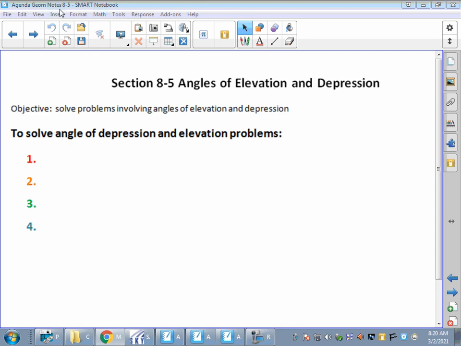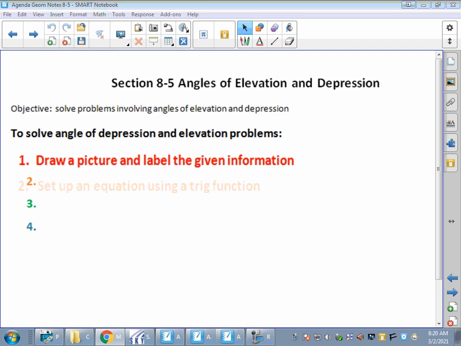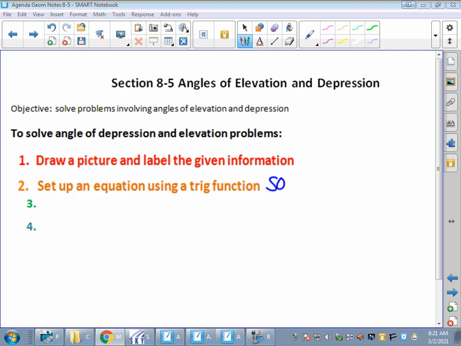So it's word problems for Section 8.4. Just like I said, every time you are given a word problem, your best option is to draw a picture and label it. Then you don't have to worry about digging information out of a statement or a sentence or a question. It's just all there. Next up, you're going to set up an equation using a trig function. So we're going to see what's on our picture, what do we have, and which part of SOHCAHTOA are we needing to use.